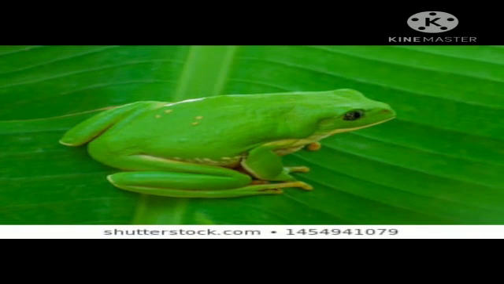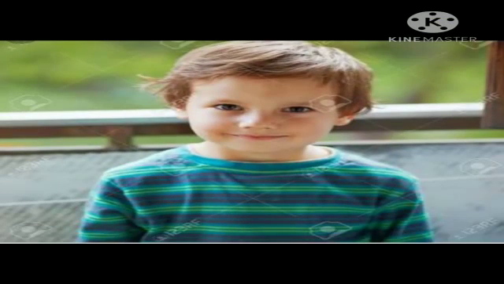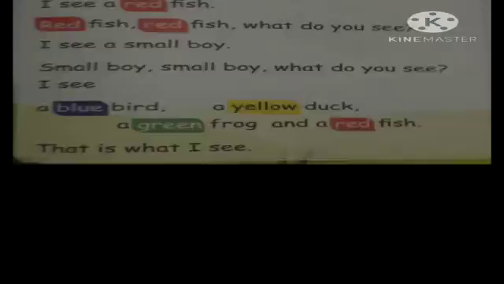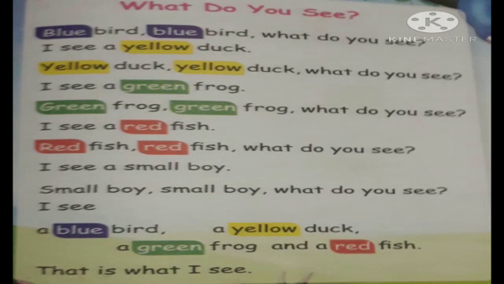Green frog, what do you see? I see a red fish. Red fish, what do you see? I see a small boy. Small boy, what do you see? I see a blue bird, a yellow duck, a green frog and a red fish. That is what I see.